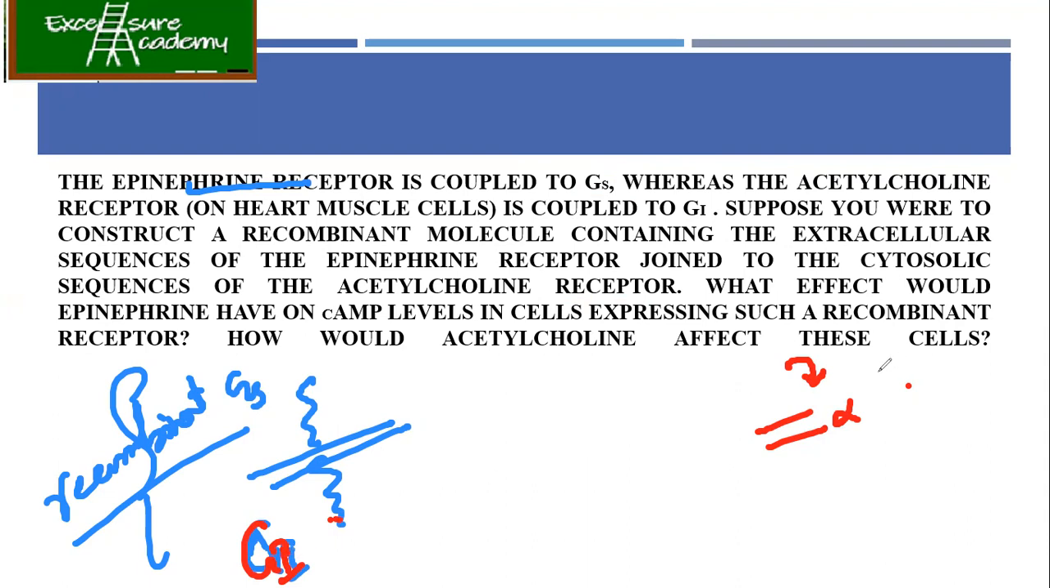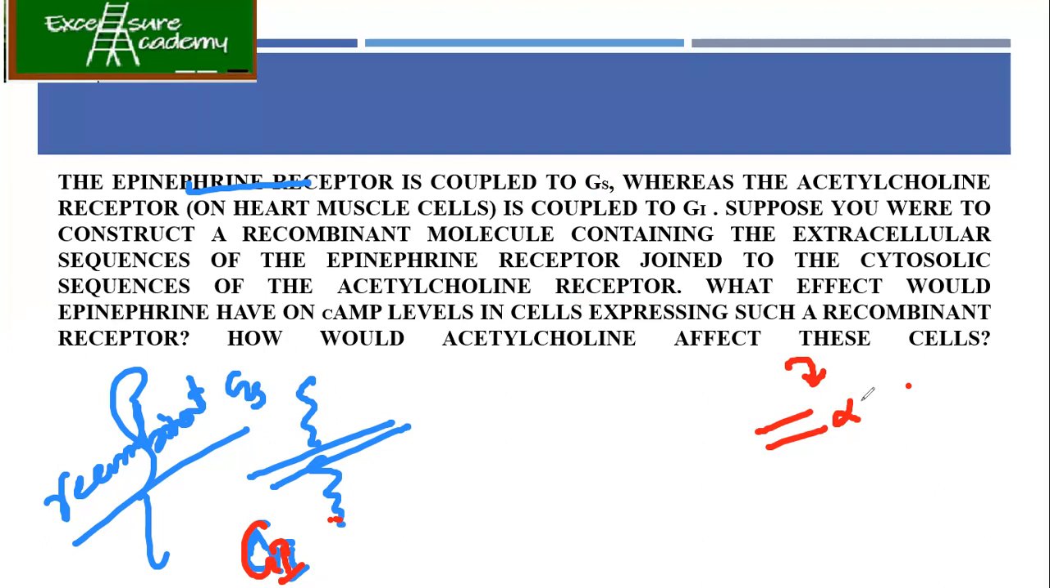So, okay, let me just tell you once again. So, epinephrine binds to the receptor. It is going to activate the alpha subunit of the G protein, which is going to activate the adenylyl cyclase. Now what does adenylyl cyclase do? It is going to convert ATP into cAMP. That is the normal pathway. Okay?